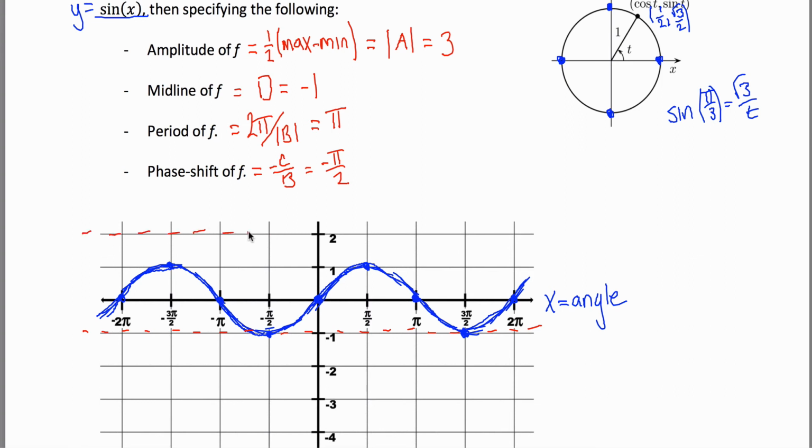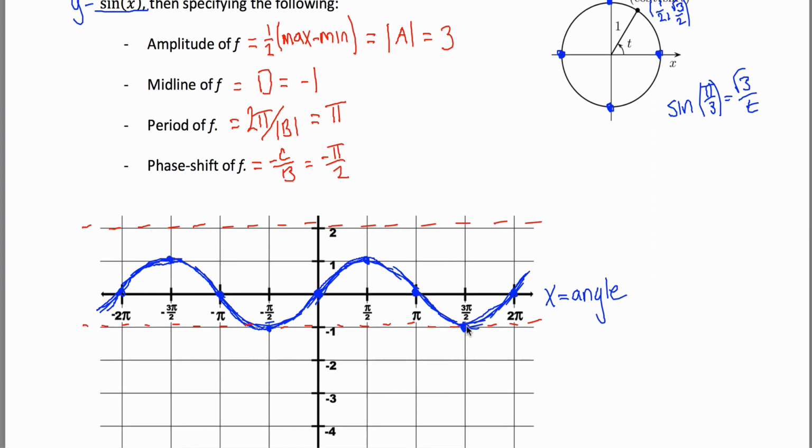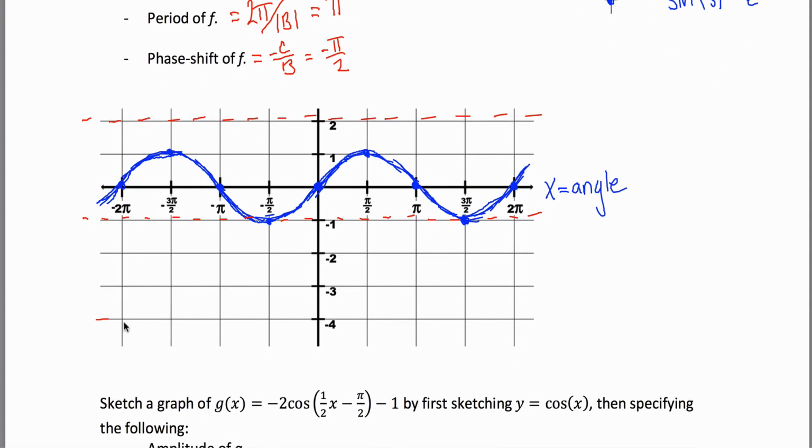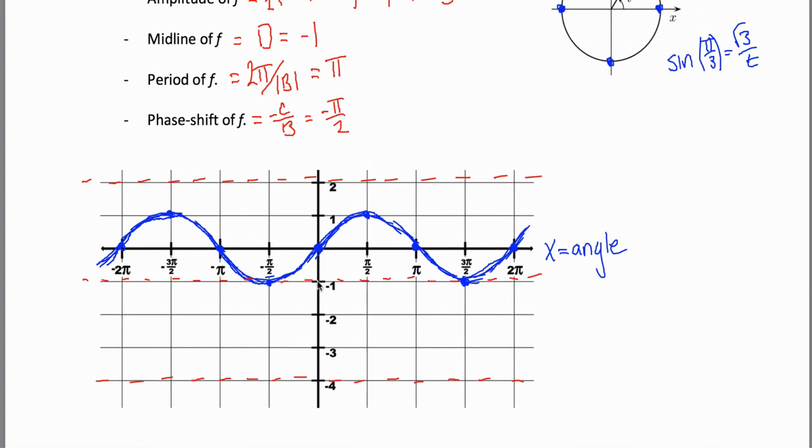Again, this is not part of your graph. These are just guidelines to help you draw things later on. That's the highest this thing should ever get, and the lowest it should ever get is down here at -4, 3 below my midline at -1. So later on when I draw this graph, I'm going to draw something in between these two dotted lines, centered at this dotted line. So where am I going to start it?